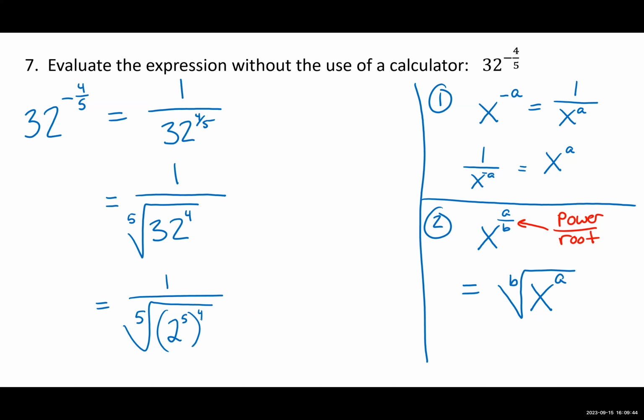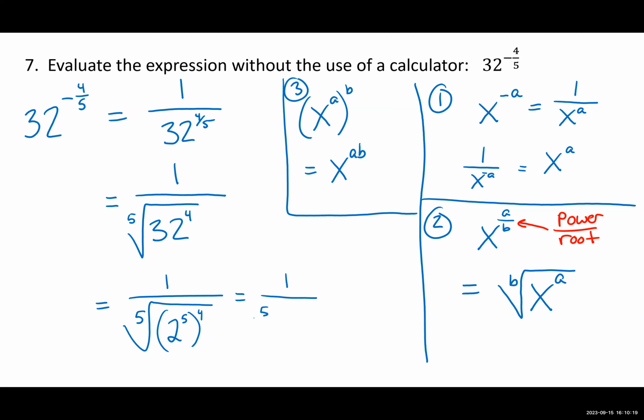So now we can apply another property of exponents. If you have something raised to a power that's then raised to another power, like 2 to the fifth to the power of 4, so if you have a power to a power, you multiply the powers. You multiply the exponents. That's x to the a times b. So this is 1 over the fifth root of 2 to the 20th power.